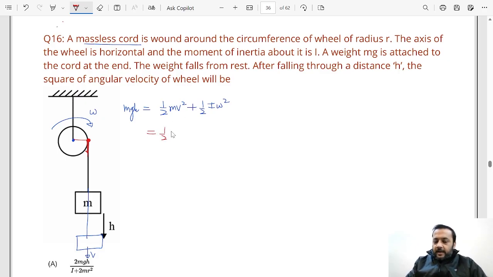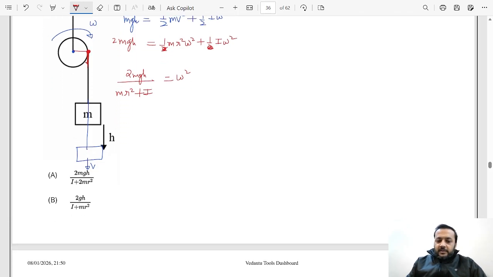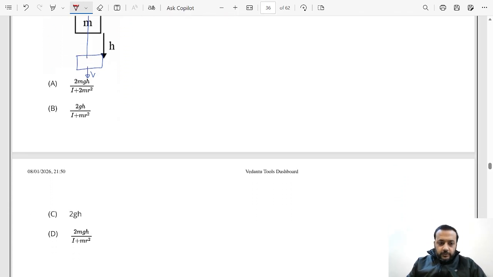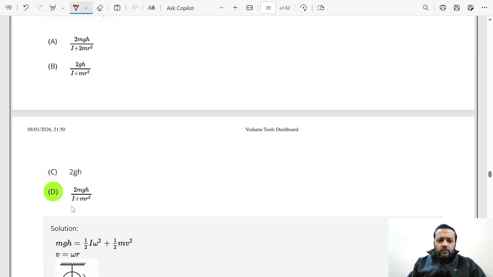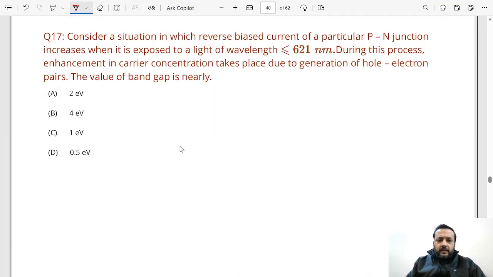Hence this will become half m r square omega square plus half I omega square is equal to mgh. So this half you can take to the LHS, this will become 2 mgh. So basically omega square will be 2 mgh upon mr square plus I. That means option D is correct. I think this is an easy question and you would have done that.